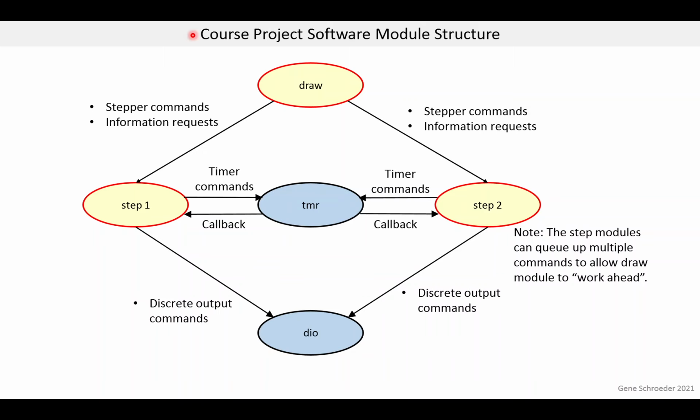Here is a diagram showing how these different software modules interact with each other. At the top we have the draw module, which coordinates the motion of the pen, which is at the end of the second arm. The module has some console commands that allow me to perform the motions for demos. Now the draw module gives stepper commands to the step modules, one for each motor. And that's the stepper commands. The draw module also gets information from the stepper motor, such as the number of steps per revolution.